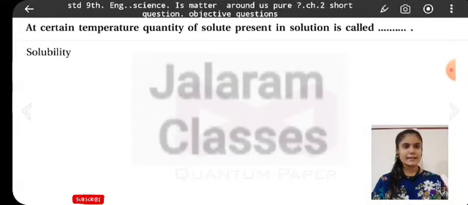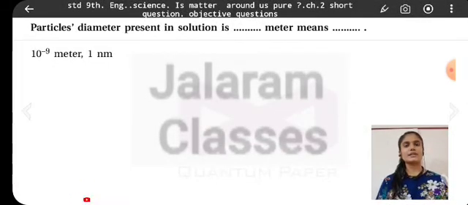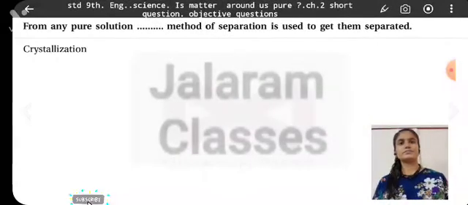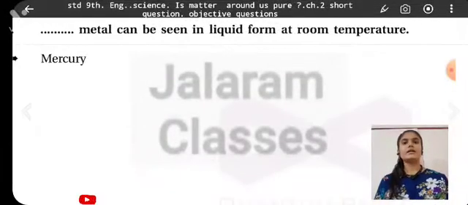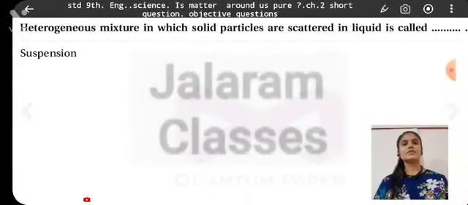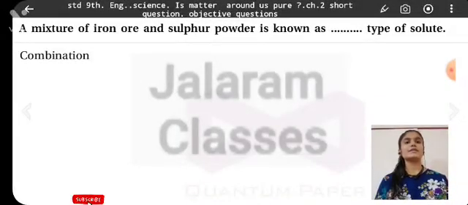At certain temperature, quantity of solute present in solution is called solubility. Particles diameter present in solution is 10 raised to minus 9 meter or means 1 nanometer. From any pure solution, crystallization method of separation is used to get them separated. Mercury metal can be seen in liquid form at room temperature. Heterogeneous mixture in which solid particles are scattered in liquid is called suspension. A mixture of iron ore and sulfur powder is known as combination type of solute.